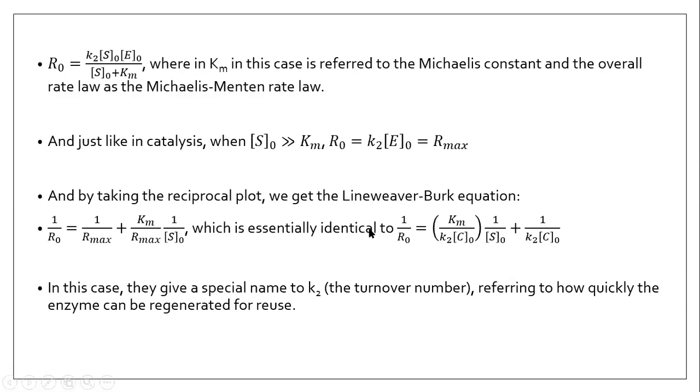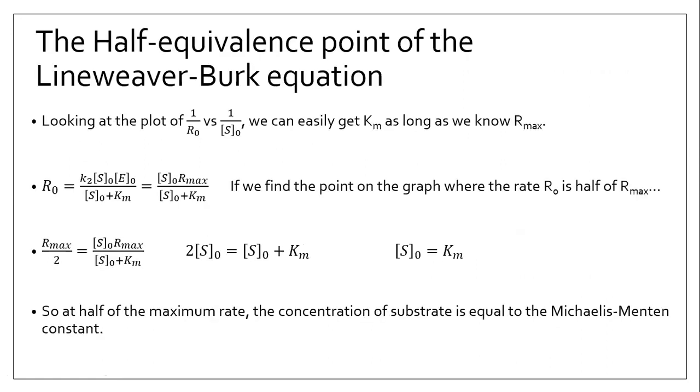This is essentially identical to the earlier 1 over R0 equals Km over K2 C0 times 1 over S0 plus 1 over K2 C0. We're just plugging in rate max as those constants. Anyway, in this case, they give a special name to our K2, which is the turnover number, referring to how quickly the enzyme can be regenerated for use. So if we look at a plot of 1 over rate 0 versus 1 over S0, we can easily solve for our Km as long as we know our rate max.